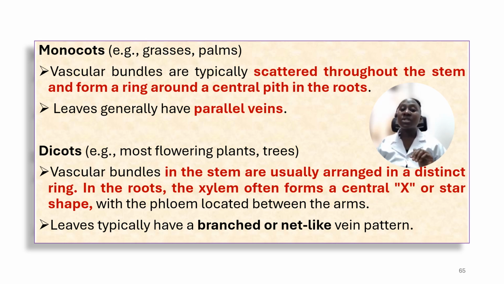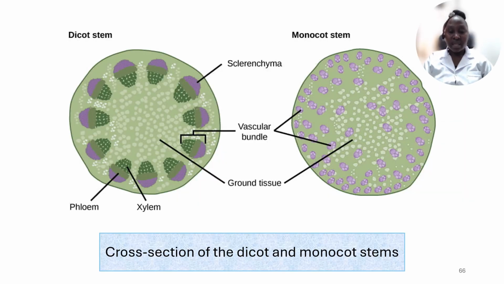And the xylem often follows a central X or a star shape, just like my fingers here. The xylem appears in a star shape or an X, and the phloem will be found in between these fingers, in between these arms of the star. We are going to see as we move, and we will get to understand each other. The leaves typically have branched, ornate veins in dicots, and the leaves have parallel veins in the monocots. This is what I was talking about in the previous slide.